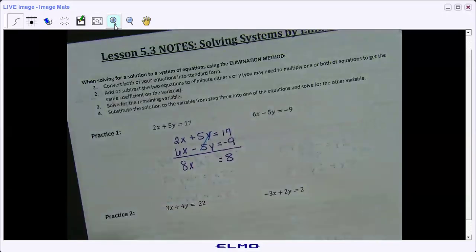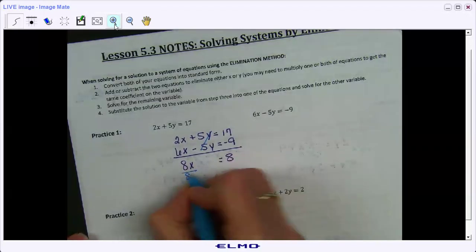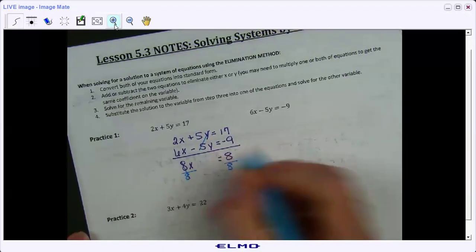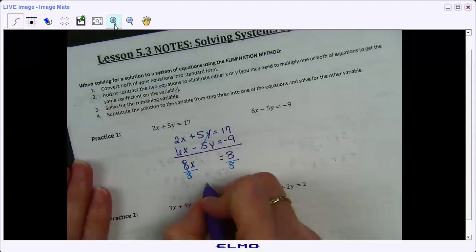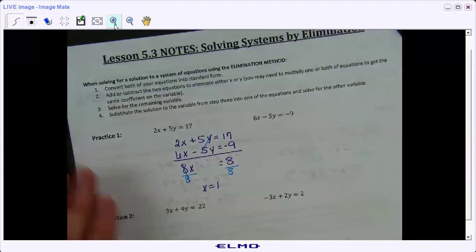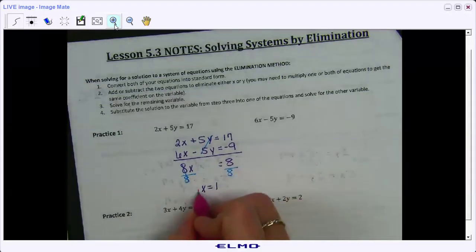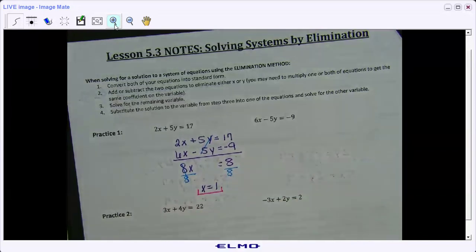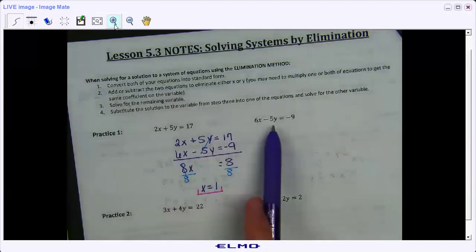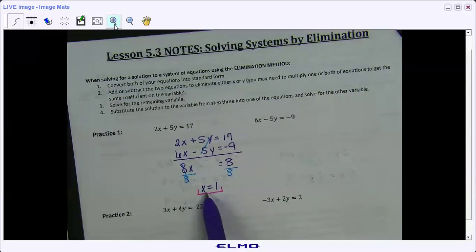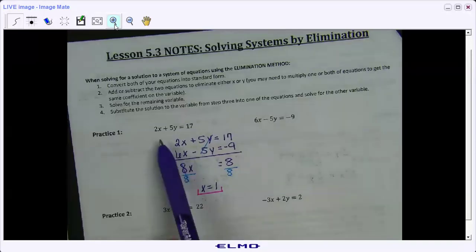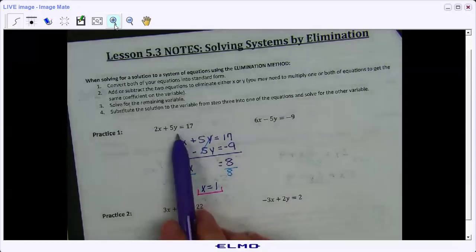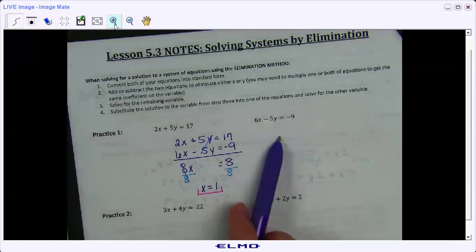And now we divide by 8 on both sides. And x equals 1. So we have our first half of our ordered pair. Now what I'm going to do is choose one of these equations to plug x into. It doesn't matter which one you want to use. I want to use the first one, but you can use the second one and still get the same answer.